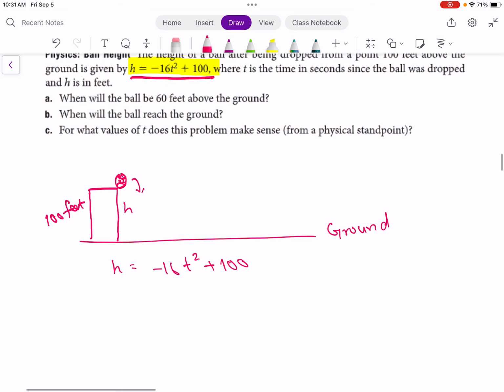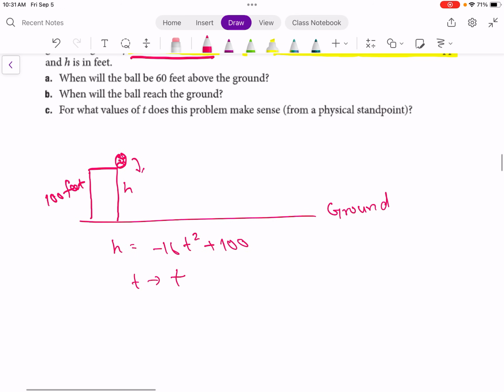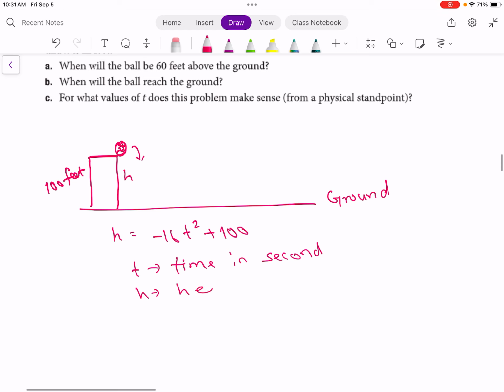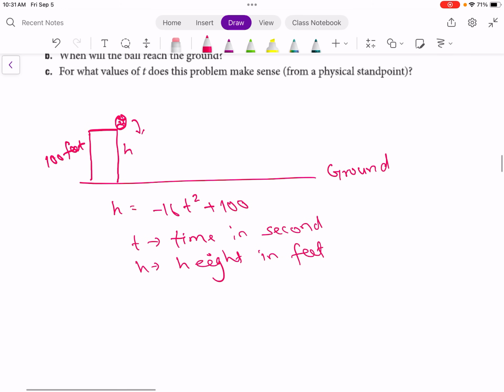This equation gives us the height of a ball. Here t is the time in seconds since the ball was dropped, and h is the height in feet. We have this equation, h equals negative 16t squared plus 100. Now what type of equation is this? Is it linear or quadratic? It is still a quadratic equation, right?